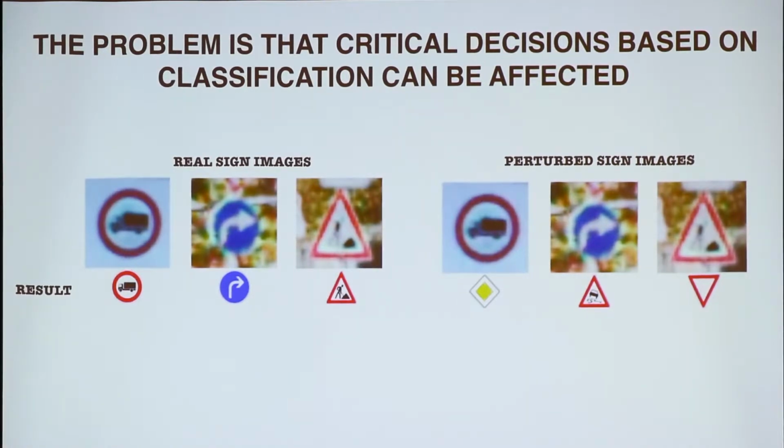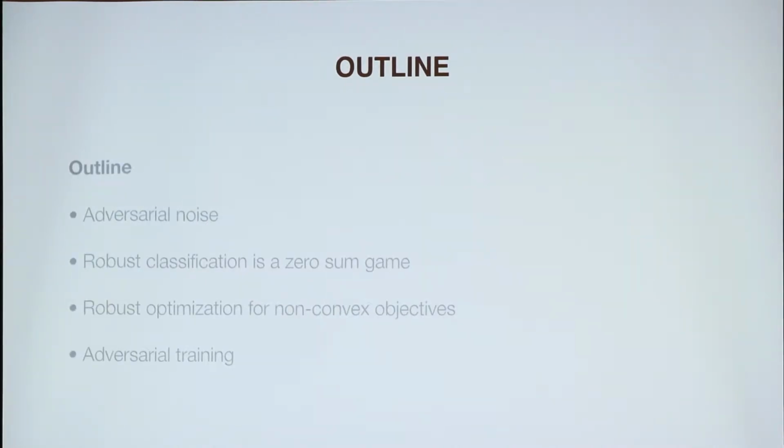We want to understand the properties of this highly structured noise, and our goal ultimately is to understand how to build classifiers that are robust to these sorts of attacks. Make sense? Okay, great. So what I'm going to talk about is, first, I'll define what adversarial noise is, and then I'll formulate this as a two-player zero-sum game, a game between classification and adversarial noise. Then we'll talk about robust optimization for non-convex objectives and adversarial training, and then I'll mention things like black box attacks and randomized smoothing, which are more recent developments.